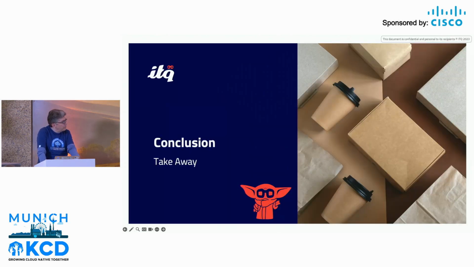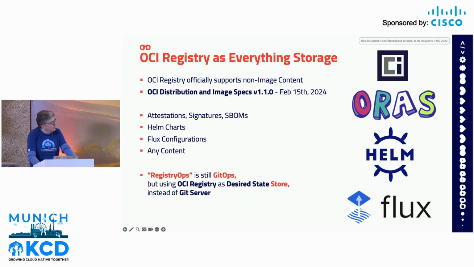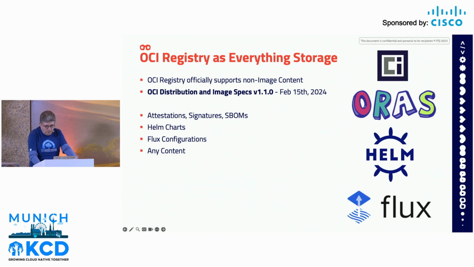So let's wrap up what we see today. In these sessions, I showed you that you can push whatever you want in an OCI registry since the release of the OCI distribution and image specification last February. So you can push signatures, as I showed you here, but I recommend you as well put some software bill of materials and attestation. You can push charts, Flux configuration, or any content using the ORAS command line.